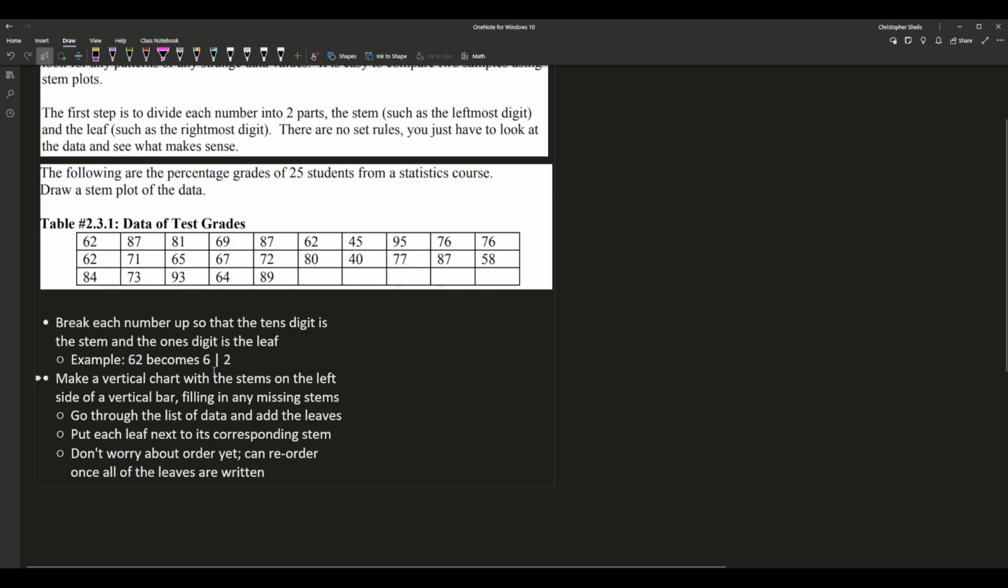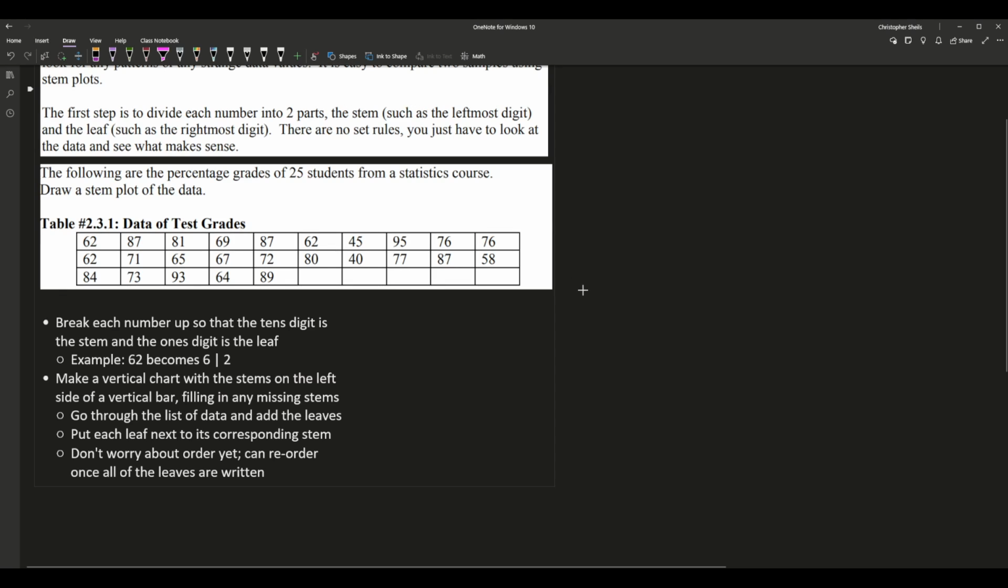Then we want to make a vertical chart with all of these stems on the left side of a vertical bar, filling in any missing stems. We then want to put each leaf next to its corresponding stem. You don't have to worry about order at this step. We can always reorder the data. Let's look at this process.